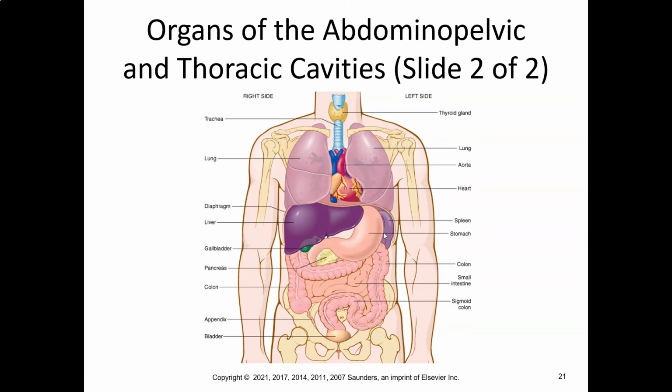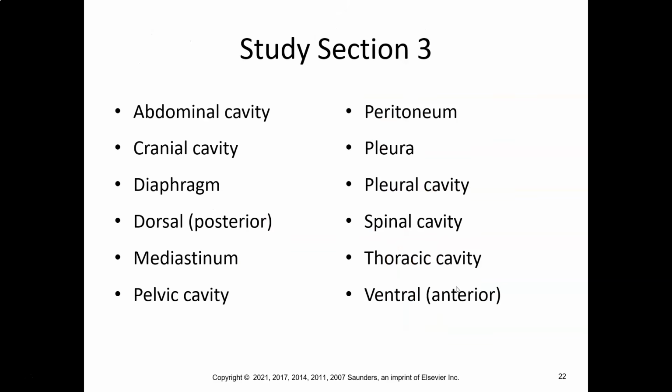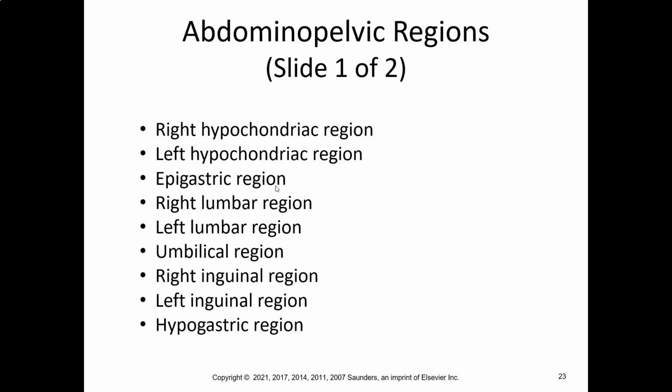Again, this is not a human anatomy class, so I won't test you on this, but knowing where each organ is in the body or what a spleen looks like or a stomach looks like would be helpful. Abdominal cavity, cranial cavity, diaphragm, dorsal, mediastinum, pelvic cavity, peritoneum, pleural cavity, spinal cavity, thoracic cavity, and ventral, meaning anterior.